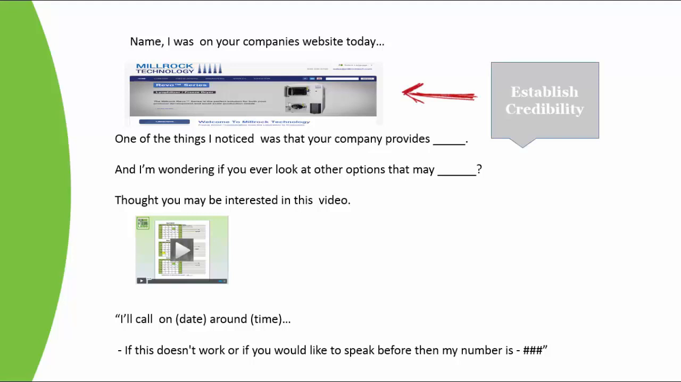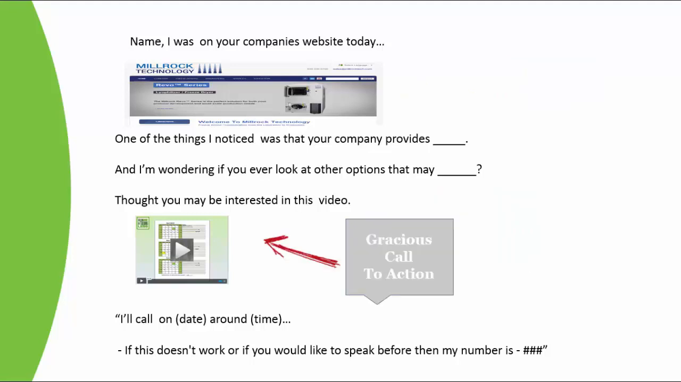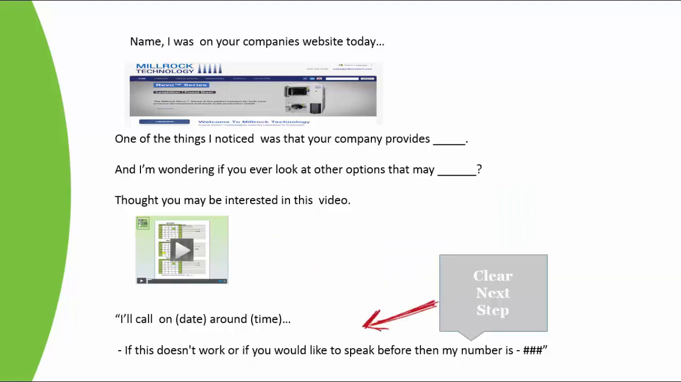What we've just done is use this 3x5 rule. Here it is. We've established credibility. We've piqued their curiosity. We've included a gracious call to action. And we have a clear next step. We've done all this in 5 sentences. This works. It's not something that you're going to want to send out to thousands of people. But if you want to get your foot in the door, this is a great way to grab their attention.